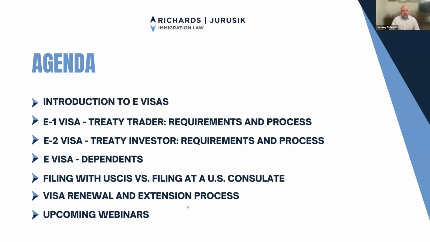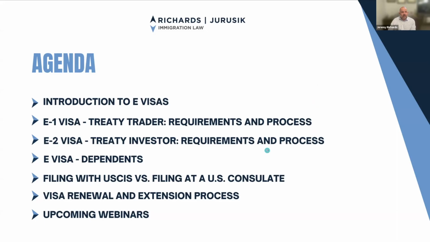Just an overview of the agenda. We're going to be giving you an introduction as to what the E visa is. Then we're going to go into some discussion on the E1 visa for treaties and treaty traders, the E2 visa for investors, the options for dependents if you have a spouse or children, also the filing options with USCIS as well as the US consulate, and the renewal and extension options for the E visa, as well as letting you know about some upcoming webinars that we have coming down the pipe.